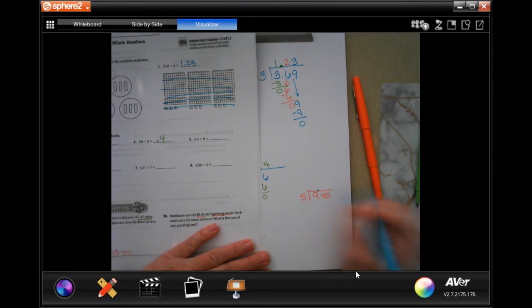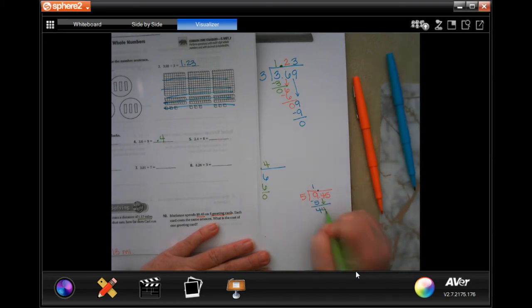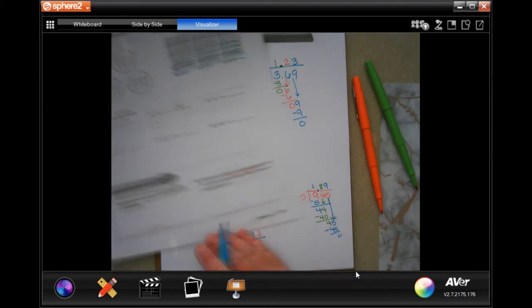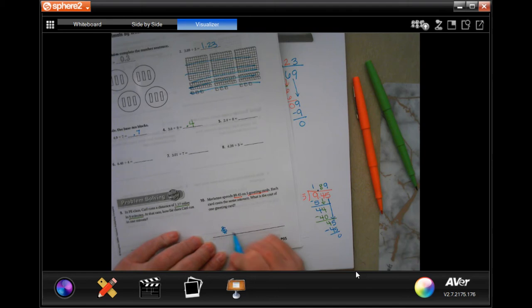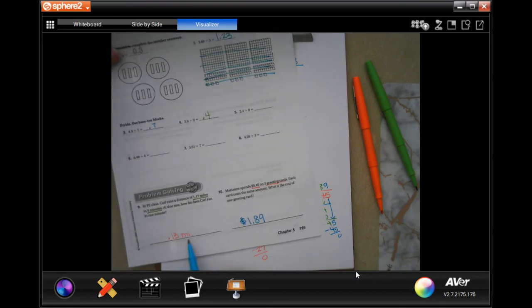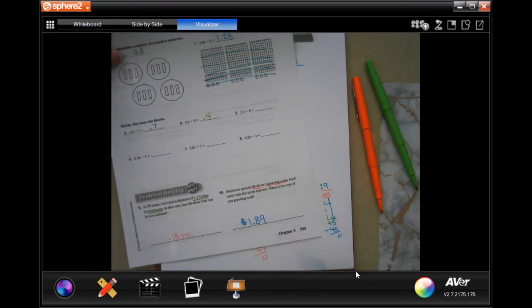5 will go into 9 one time. 1 times 5 is 5. Subtract, get 4. 4 is smaller than 5, so I can bring down my other 4. 5 will go into 44 8 times, which is 40. Gives me 4 left over. I can bring down my other 5, and 5 will go into 45 9 times. 9 times 5 is 45. Subtract, get 0. So my answer will be $1.89. Make sure that you use your labels. On 9, it should be miles or MI. And here it's your dollar sign. Your dollar sign is your label.